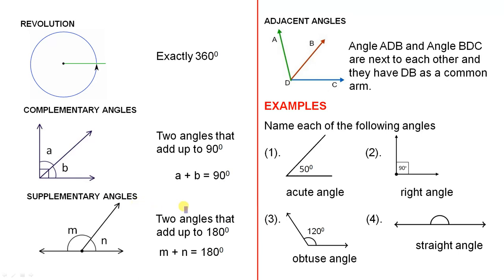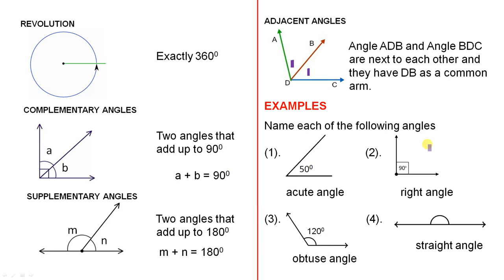Supplementary angles are 2 angles that add up to 180 degrees. So if you have a straight line, and you divide it up into 2 separate angles, they have to be supplementary because they add up to 180 degrees. Adjacent angles: angle ADB, which is this one, and angle BDC, which is this one, are next to each other, and they have DB as a common arm. So they're called adjacent angles because they're next to each other and they have a common arm.